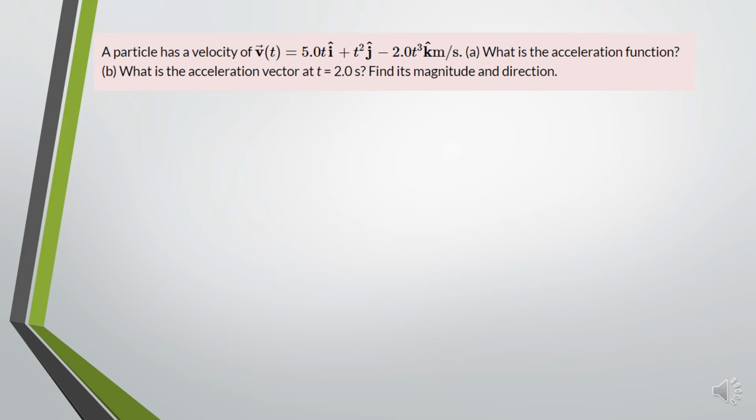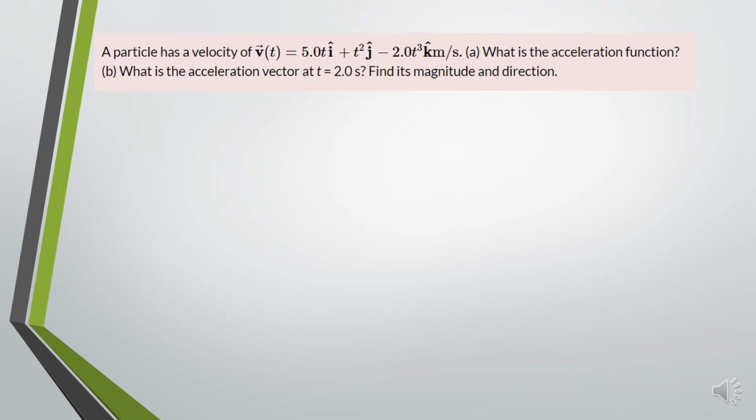So these are some examples. First, a particle has a velocity of 5.0t i plus 2t² j minus 2.0t³ k meters per second. A. What is the acceleration function? B. What is the acceleration vector at t equal to 2.0 seconds? Find its magnitude and direction.